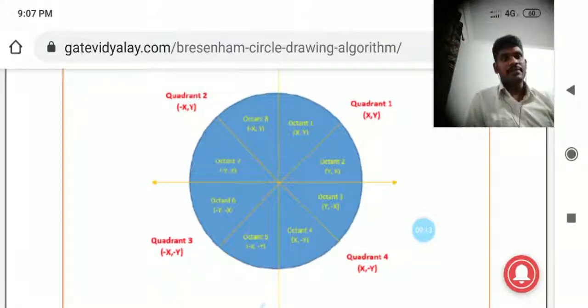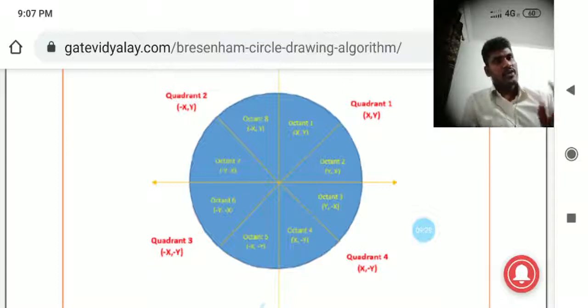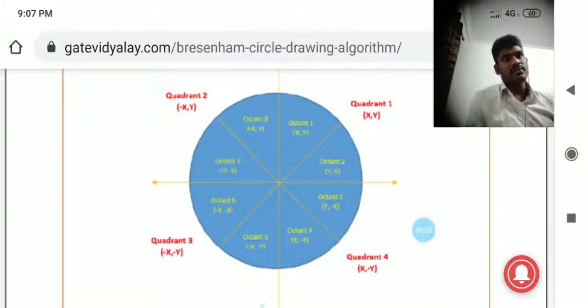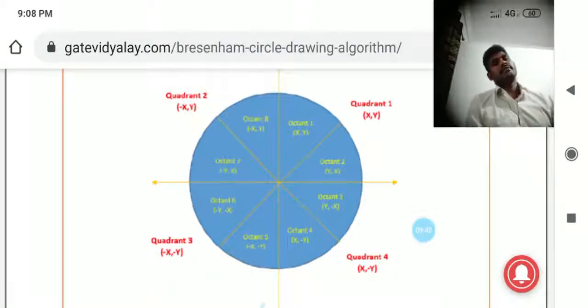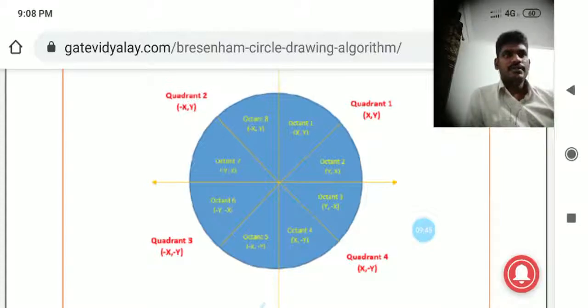derived decision parameter. First we have to select the X and Y values, and the circle will be divided into 8 parts. Each part is called an octant. Once you identify the X and Y in the first octant, identifying the remaining 7 octants is very, very easy. I will show you.